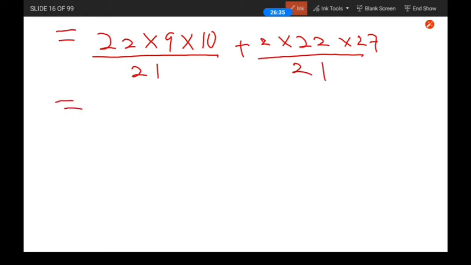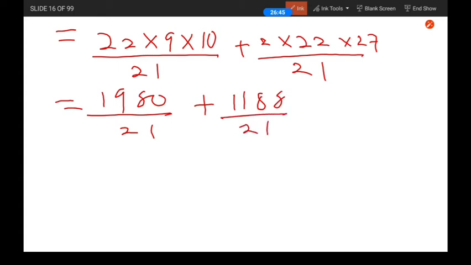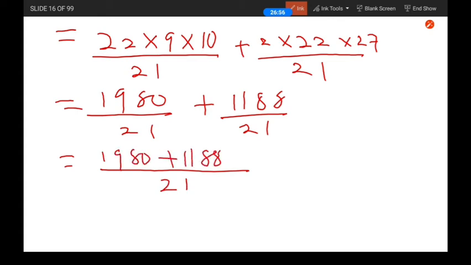Now, if you multiply the top, you'll be getting 1980 over 21. If you multiply this, you'll be getting 1188. Please confirm all the multiplications. So the LCM is 21. So we have 1980 plus 1188. And the answer becomes what? 3168 over 21.